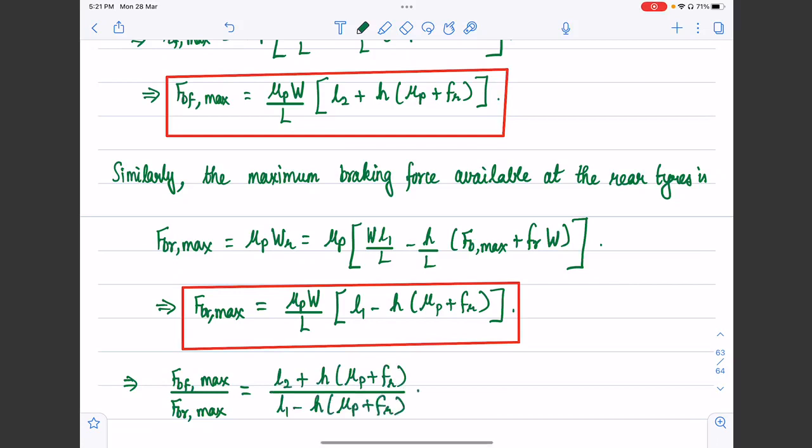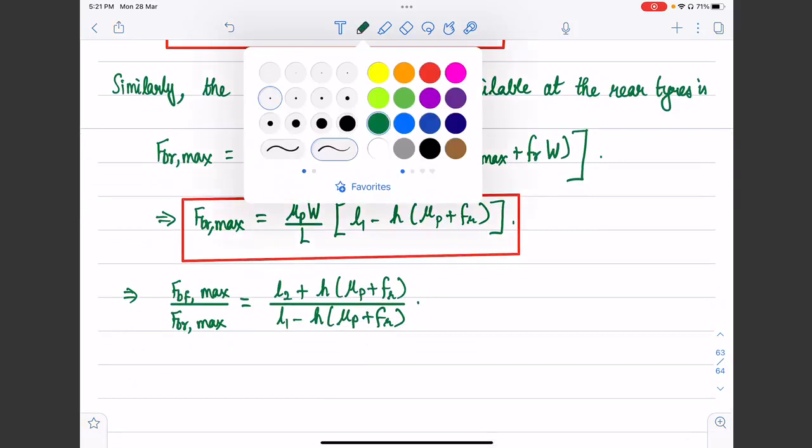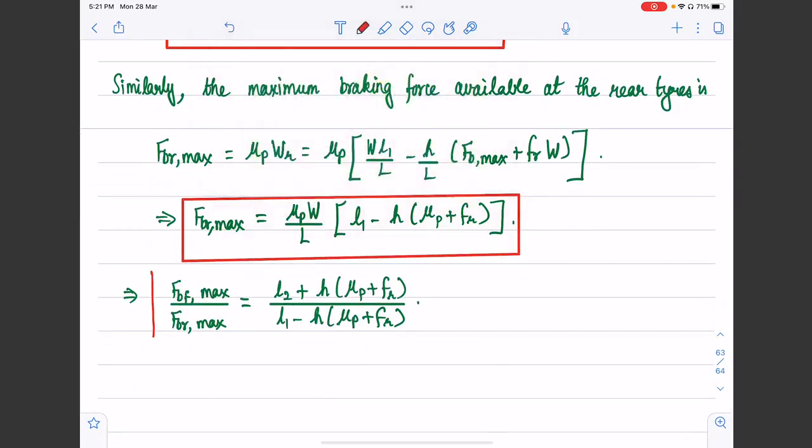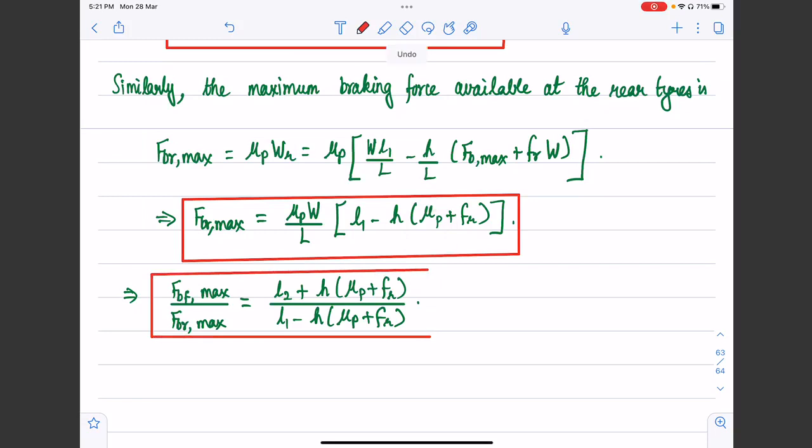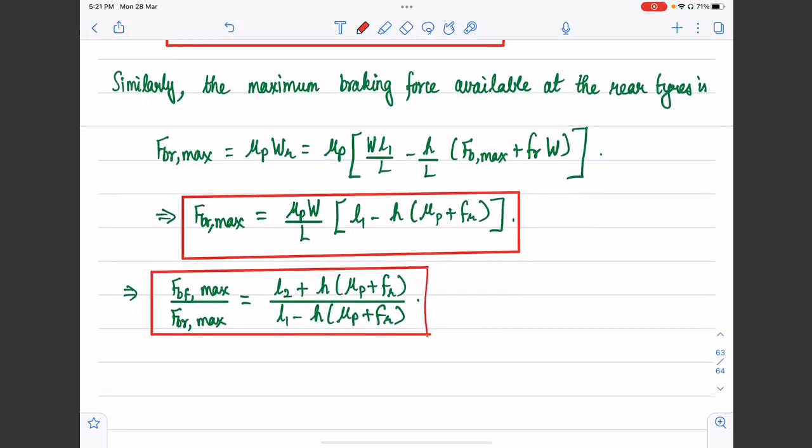Okay, so this ratio is what is called the ideal brake force distribution. So what have we got here? We have got the ratio of the maximum brake force available at the front wheels to the maximum brake force available at the rear wheels, right? And this is what is called the ideal brake force distribution.